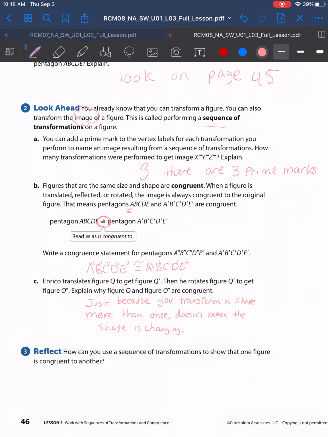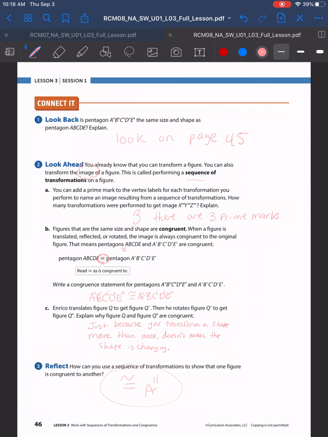And reflect. How can you use a sequence of transformations to show that one figure is congruent to another? Well, by using the congruent sign, and you can use the prime markings, right? Prime markings mean it's the same shape, it just moved however many times, okay? That's all we're going to say because I feel like that's pretty self-explanatory.